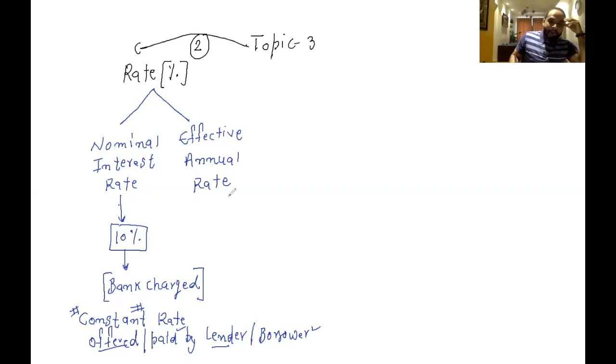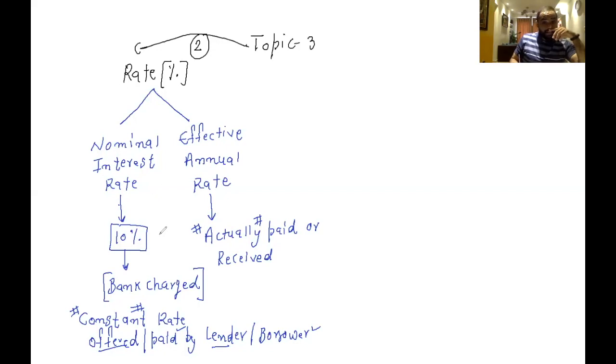Now, what are effective annual rates? Effective annual rates are the rates that we actually pay or receive. Actually, if the bank is offering 10%, it doesn't mean that we are actually paying or receiving 10%. All right? Why is it like this? So let me give you an example.